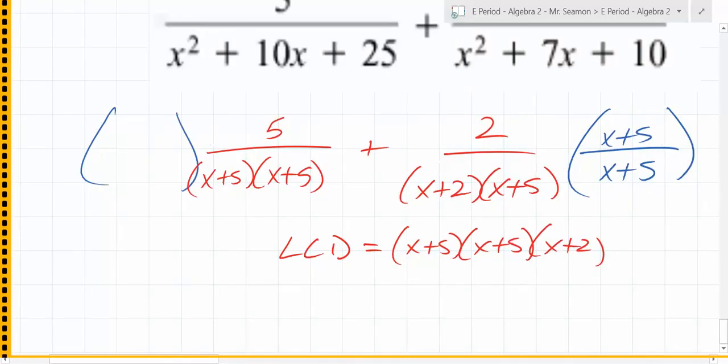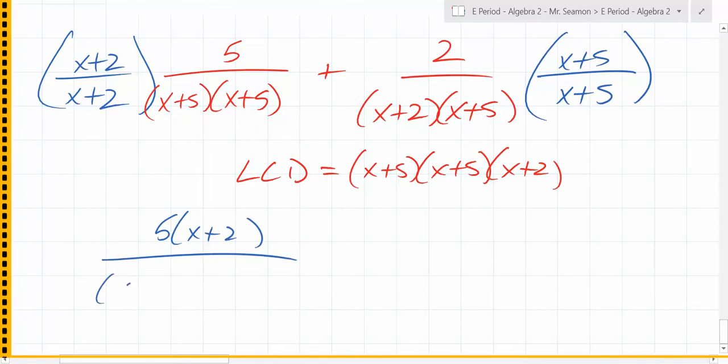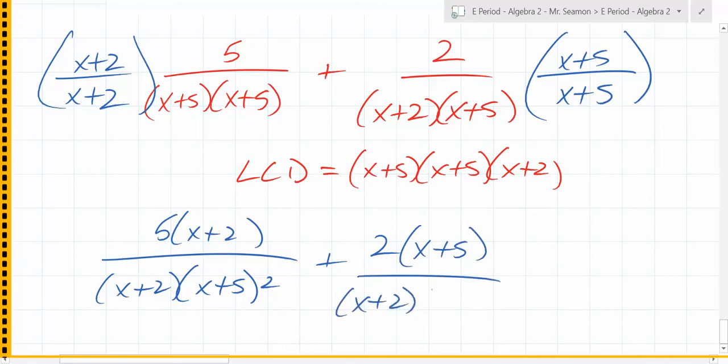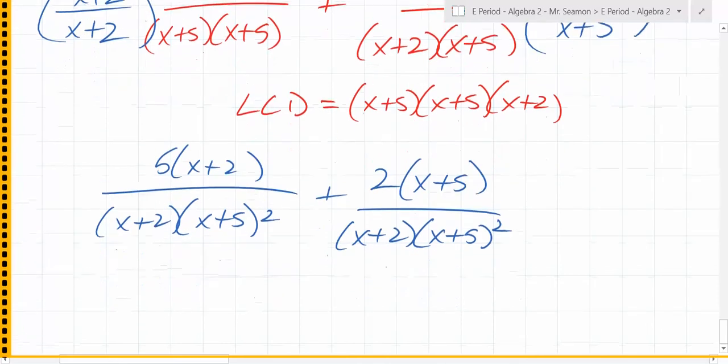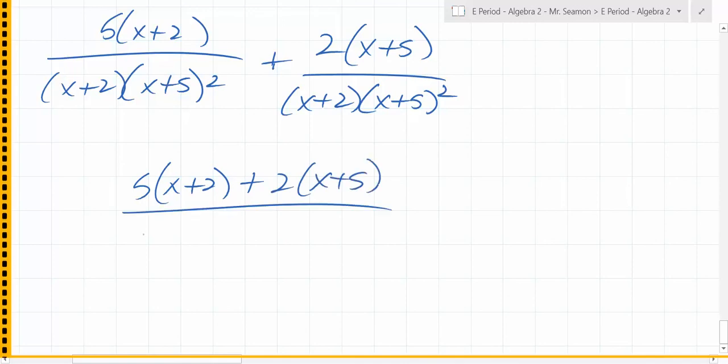And what about this one, Connor? What do you multiply that by? X plus 2. Yeah. So now you just do the multiplication. You have 5 times x plus 2 over x plus 2 times x plus 5 squared, plus 2 times x plus 5 over the same thing. What do we now have? Common denominator. So what can we do with the fractions now? Add them. So we end up with 5 times x plus 2 plus 2 times x plus 5 all over x plus 2 times x plus 5 squared.